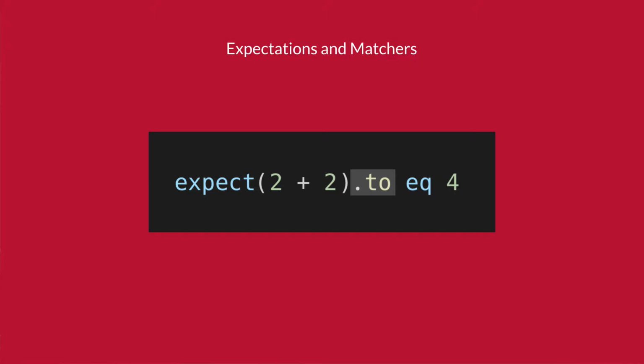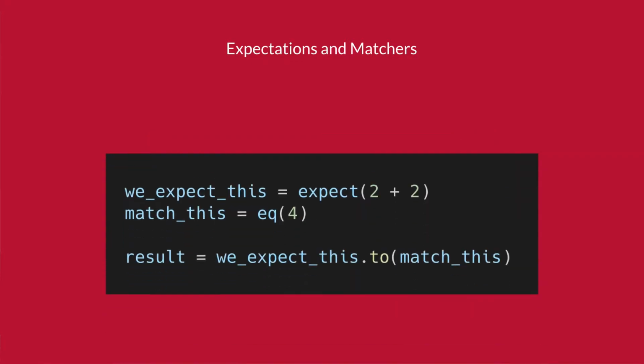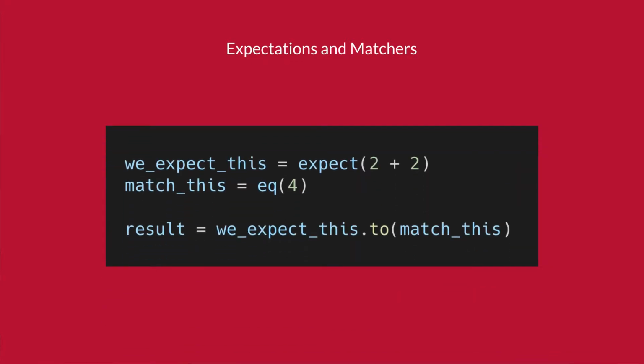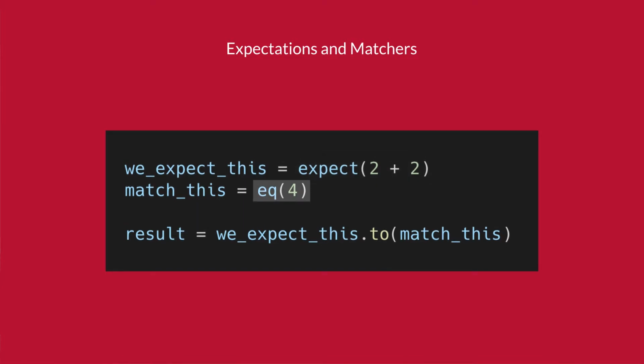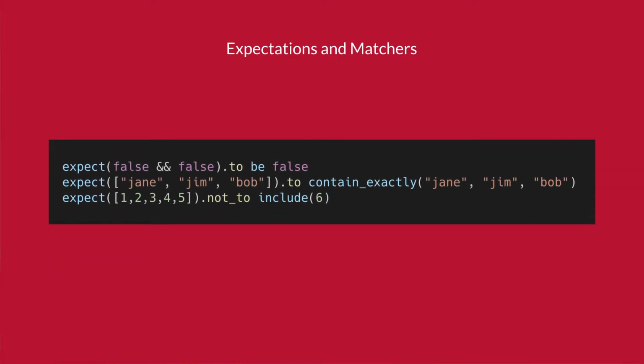Let's look at this again in a more verbose way. You would not see this written in this style in a production app, but it should help clarify what's going on here. So we set up some behavior, 2 + 2, to make an expectation on the result of that behavior. In this case, we're using the eq matcher, but there are many more matchers like be, contain_exactly, include.